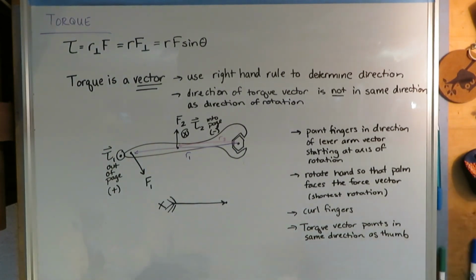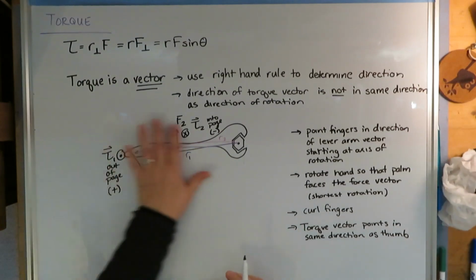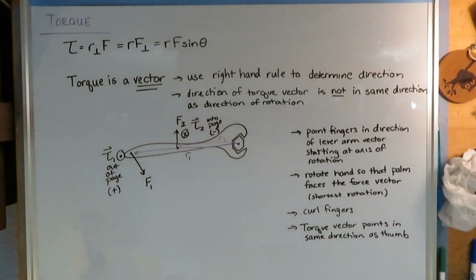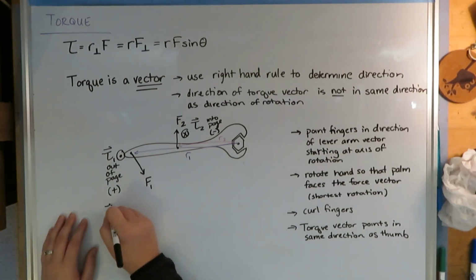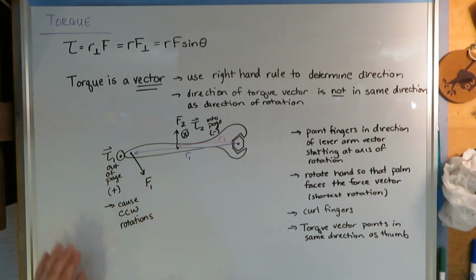Those are the most common directions, although they can be in any other direction. But generally, since we're drawing forces in two dimensions, our torques are going to be out of the page or into the page. Now, there is a shortcut, and that's because positive torques always cause counterclockwise rotations. Positive torques cause counterclockwise rotations.